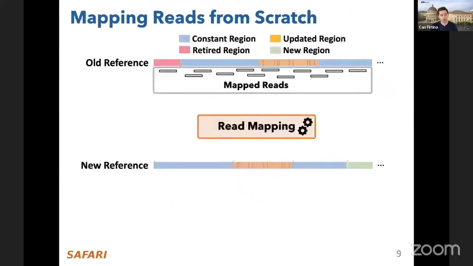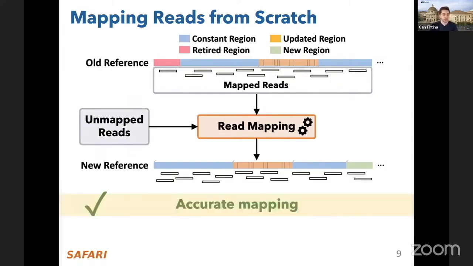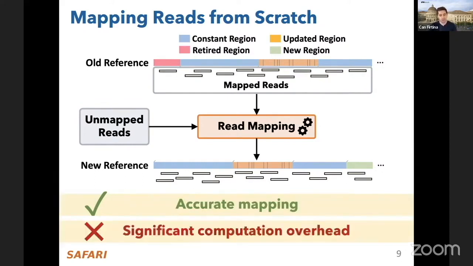So I'll go over the first solution now. You can assume that there may be some mapped reads to the old reference genome, right? And what we do is that we collect all these reads, as well as all other reads that were previously unmapped to the old reference genome, and then take all of these reads and use some read mapping tools such as BWA, Minimap2, and then map them again to a new reference genome. So this is essentially a very accurate mapping, because what we're basically doing is that we're mapping the entire set of reads from scratch to the new reference genome.